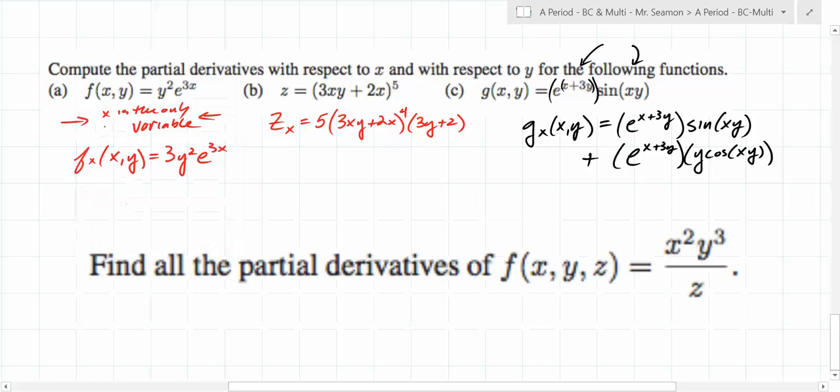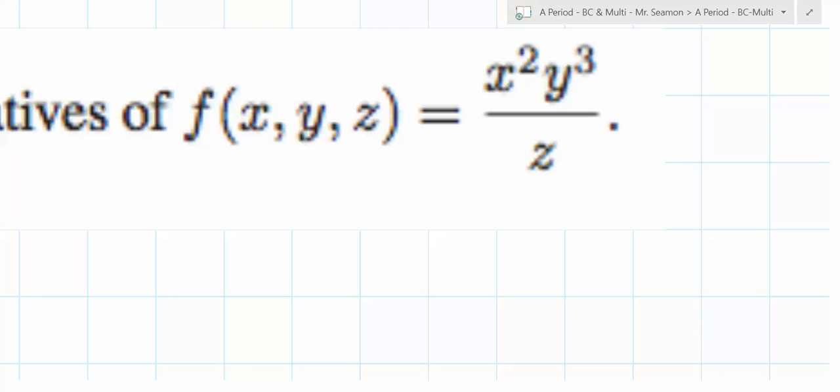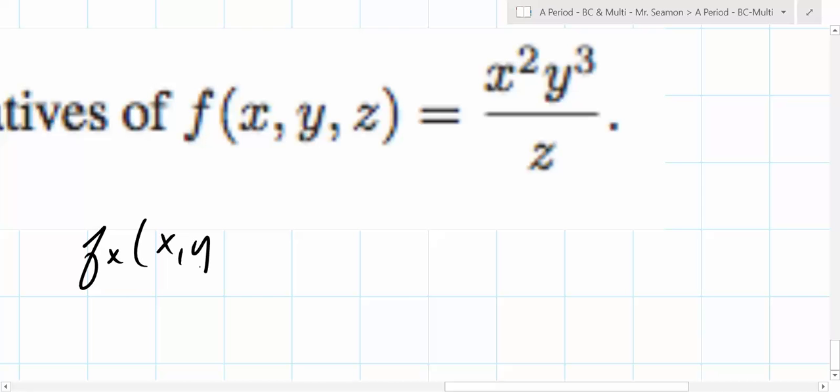So let's do the 2 that are most common. For this one right here, that is a function that has 3 inputs. So there's 3 common partial derivatives. So fx, xyz. Lucy, you want to tell me what that one is? What's fx, xyz going to be, Lucy?